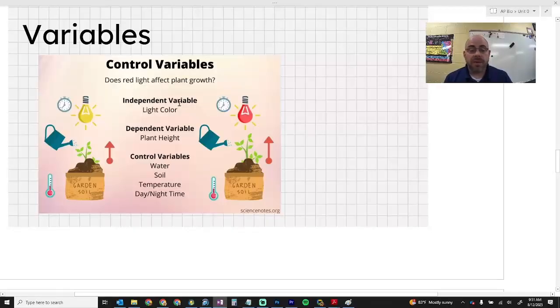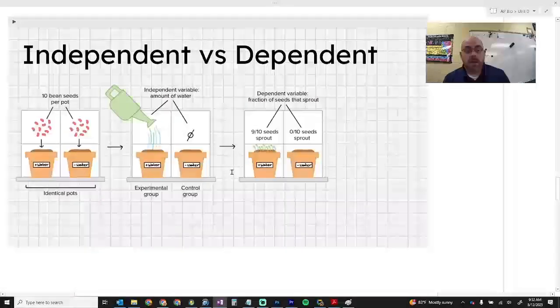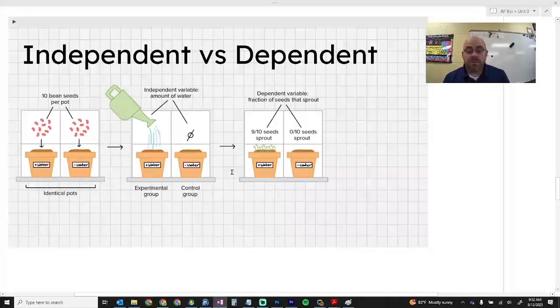Independent variable is always found on the x-axis, no excuses, no exceptions, and dependent variable on the y-axis every single time. It's not a matter of, I want my graph to look different. Well, you just want it to be right. Independent variable x-axis, dependent variable y-axis. Moving on. And there are those things again, independent versus dependent.